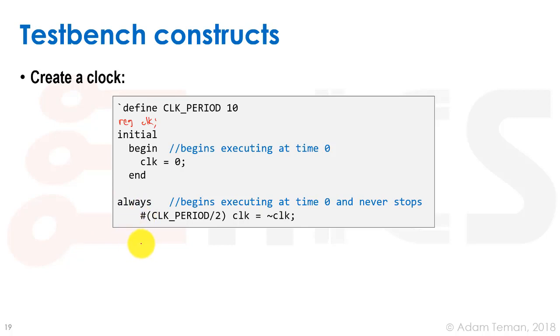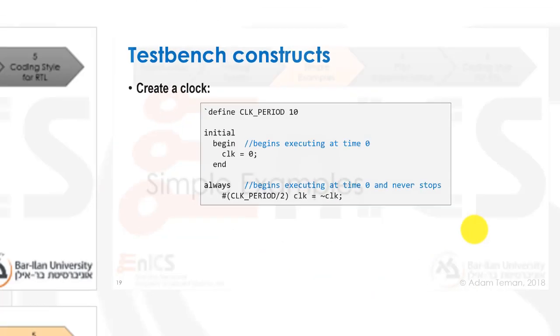This thing is a delay. So we delay by whatever comes after it. Whatever comes after it is 10 divided by 2. So we delay by 5 time steps, and then clock gets not clock. So every 5 time steps, we start with clock equals 0. That's 5 time steps. Then clock goes up to 1. 5 time steps, clock goes down to 0. So we got a clock with a period of 10, or a frequency of 1 over 10. So that's going to be how we make a clock in a test bench.